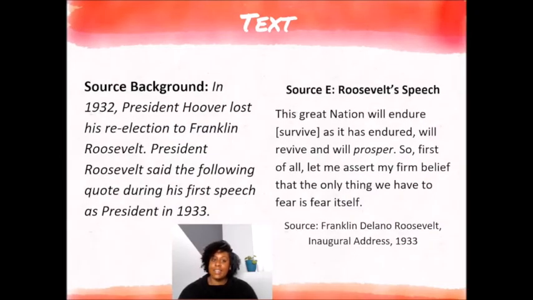The text. Source background. In 1932, President Hoover lost his re-election to Franklin Roosevelt. President Roosevelt said the following quote during his first speech as president in 1933.